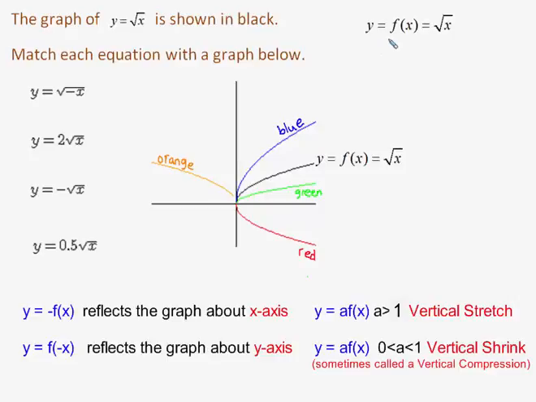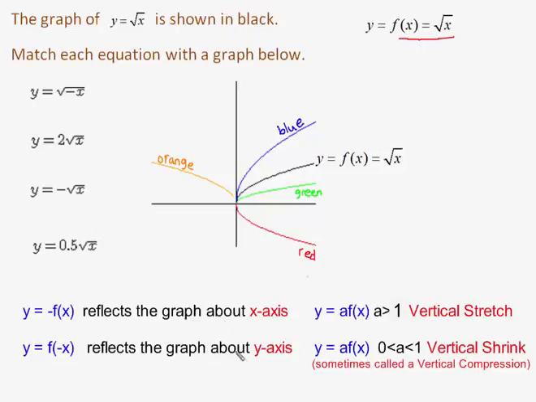In this problem, we're given a graph of a function y equals f of x equals the square root of x, which is graphed in the color black, shown here. Along with the graph of the parent function, we have four other graphs that would match these four equations, which are transformations on the parent function.